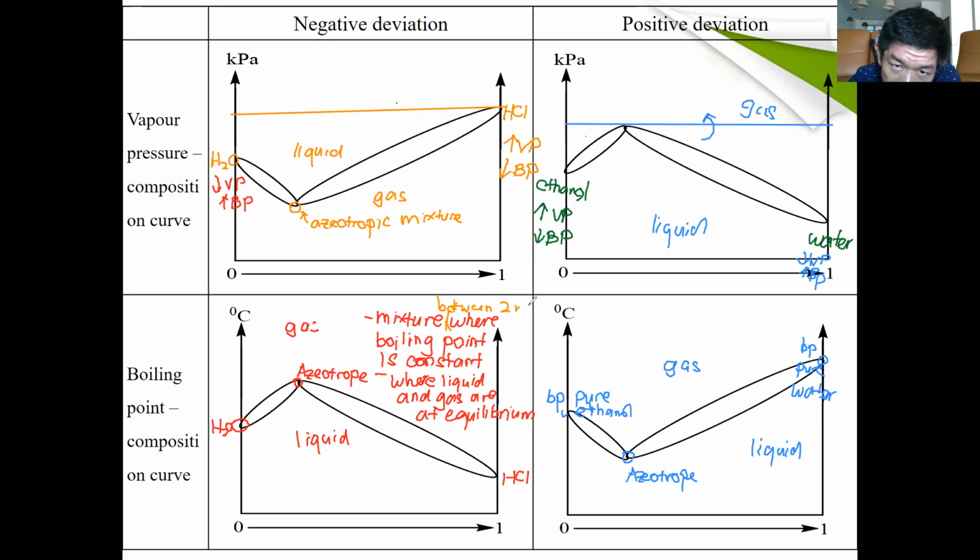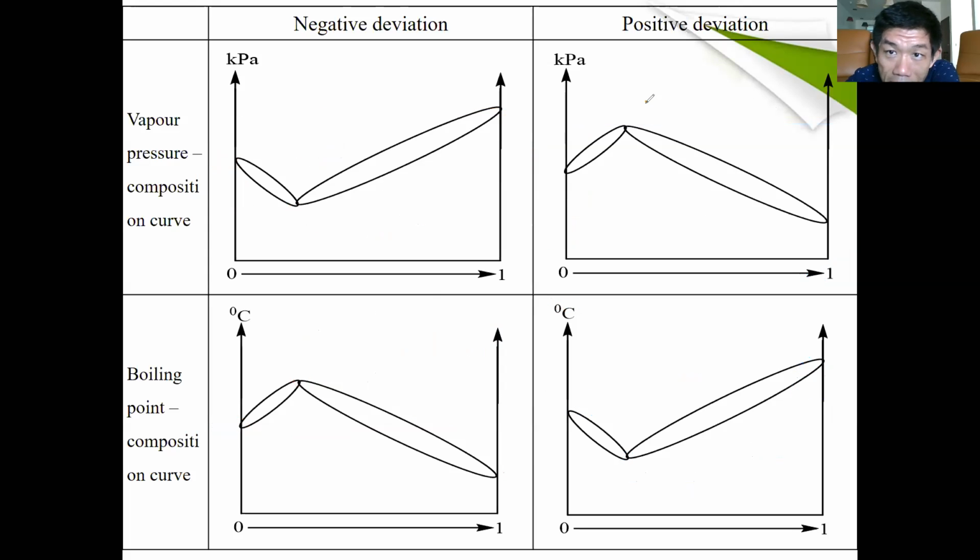Two non-ideal. Okay. Mixture between two non-ideal solutions where the boiling point is constant, first keyword, okay, and the liquid and gas are at equilibrium. Okay, so these are the two keywords that you have to define whenever you are defining the terms for azeotropic. Okay, so hopefully you'll be able to understand slightly better. Okay, so let's continue with the next one.